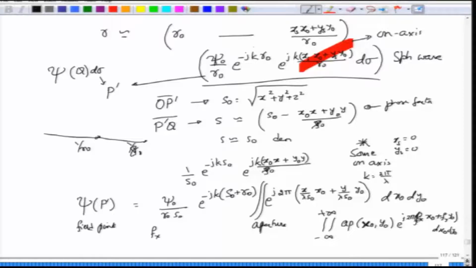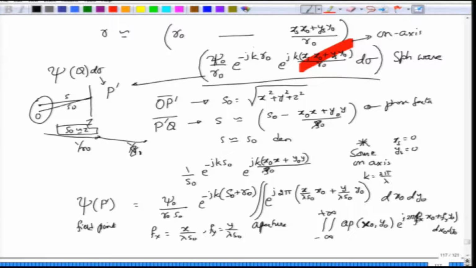And fx and fy are clearly given by, fx is given by x by lambda s naught and fy is given by y by lambda s naught. One final assumption that we are going to make is about the distance on the aperture. So, this was the origin of the aperture, this was s naught and this was s, and this aperture was located in the plane z. We are going to assume that this aperture itself is so small that S0 can be approximated to the value of z itself.